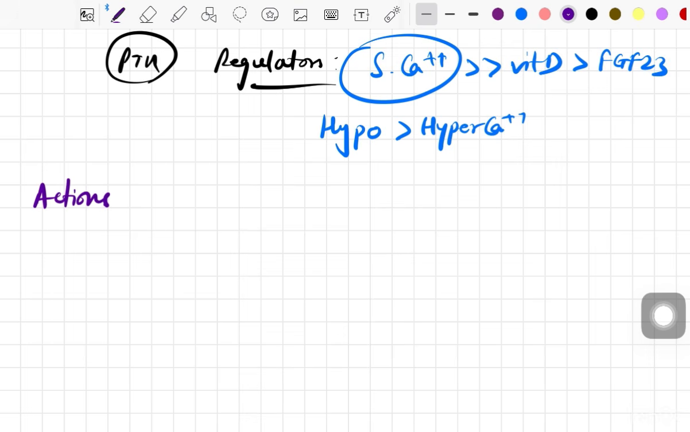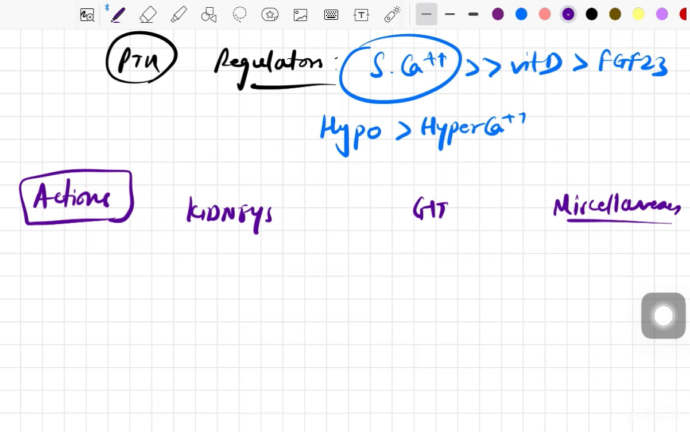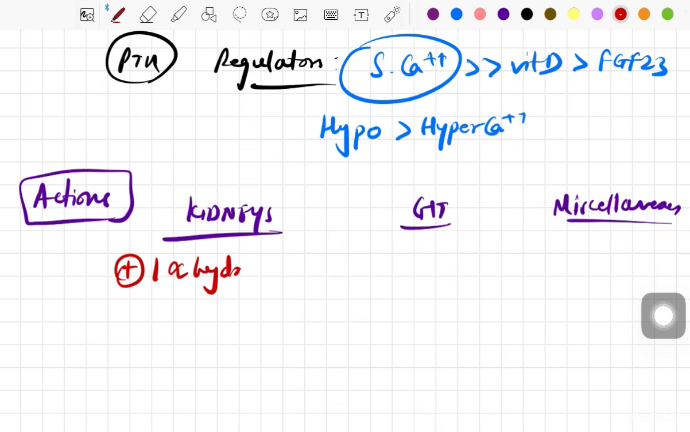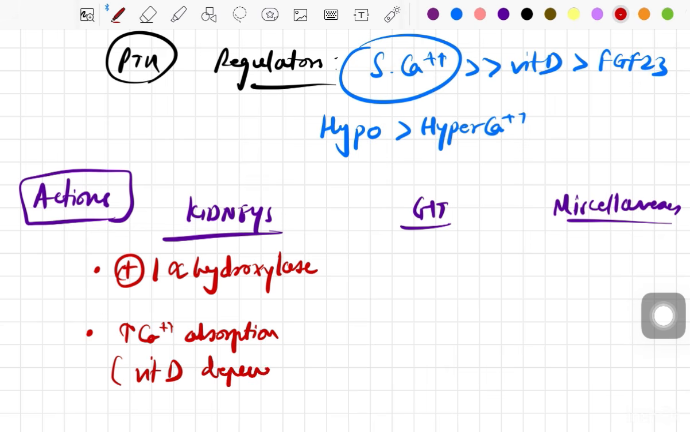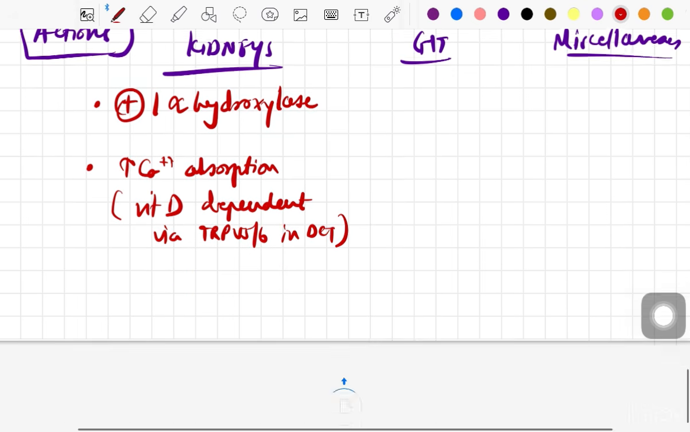When we look at the actions of parathyroid hormone, it majorly acts upon the kidneys, GI tract, and some miscellaneous actions. In the kidneys, parathyroid hormone stimulates the enzyme 1-alpha hydroxylase. This enzyme is involved in the formation of active vitamin D3. Number 1, it stimulates 1-alpha hydroxylase. It increases calcium absorption in renal tubules. How? It increases the vitamin D dependent absorption of calcium via TRPV5/6 receptors in the distal convoluted tubules of the nephron.